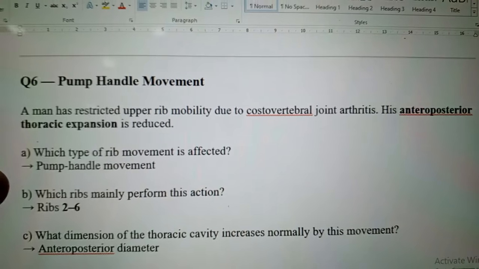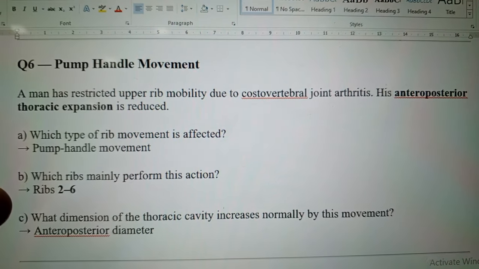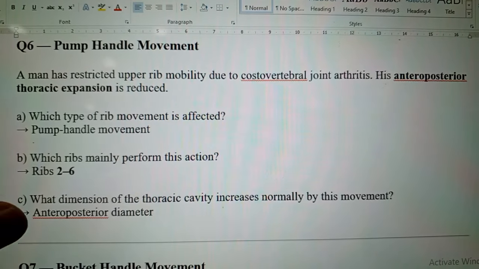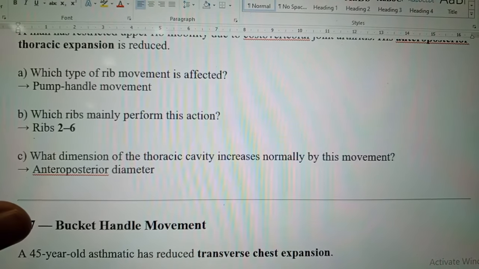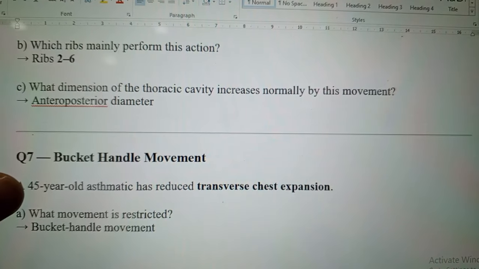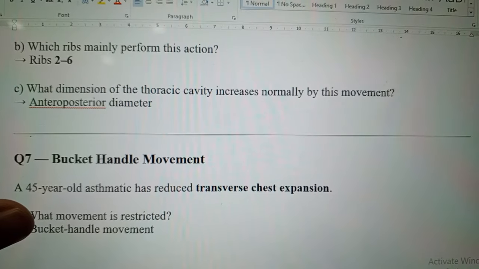A man has restricted upper rib mobility due to costovertebral joint arthritis. His anterior-posterior thoracic expansion is reduced. Which type of rib movement is affected? Pump handle movement is affected. Which ribs mainly perform this action? Ribs 2 to 6 perform this action. What dimension of the thoracic cavity increases normally by this movement?